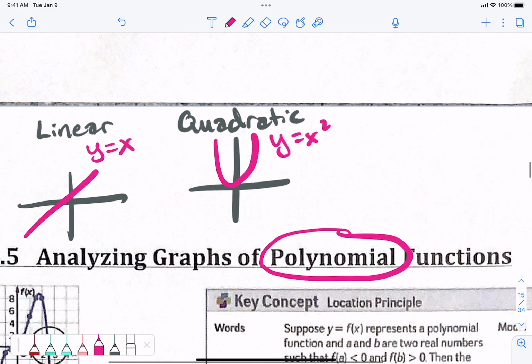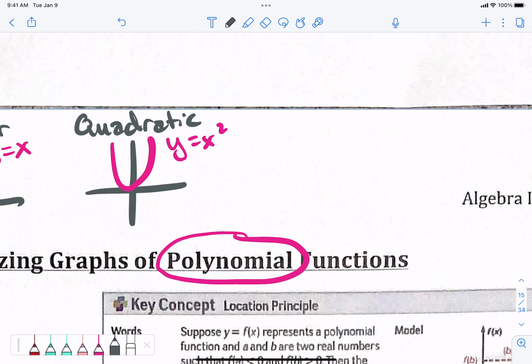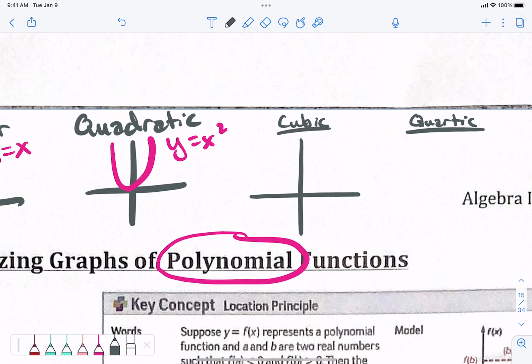We spent an entire chapter on linear and an entire chapter on quadratics. We don't spend an entire chapter on cubic functions, which is the next one, or on quartic. The functions that we are graphing today are specifically cubic and quartic. Cubic functions are like y equals x to the third power. Quartic is y equals x to the fourth power.